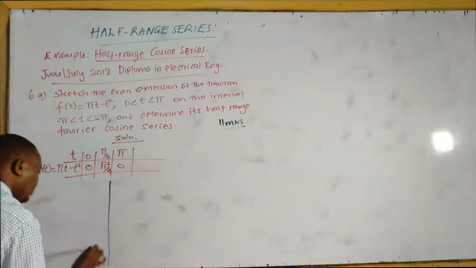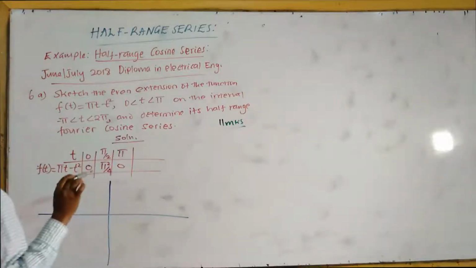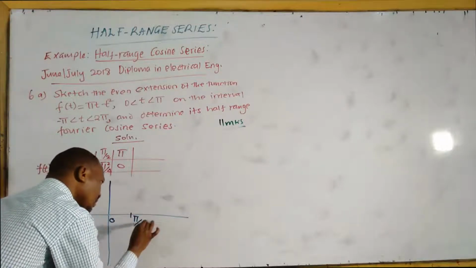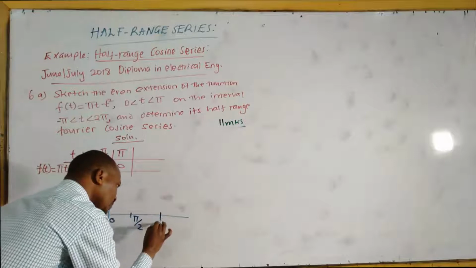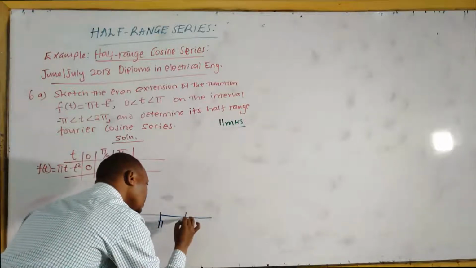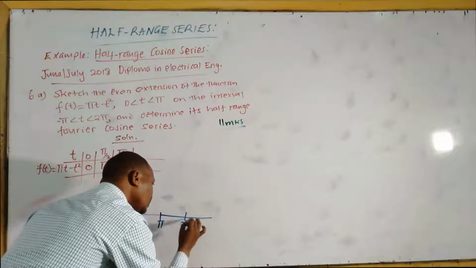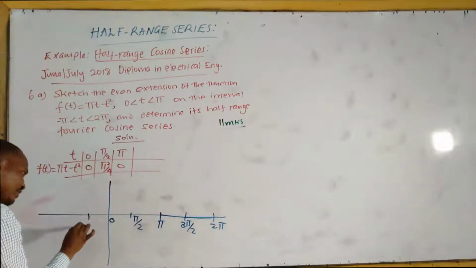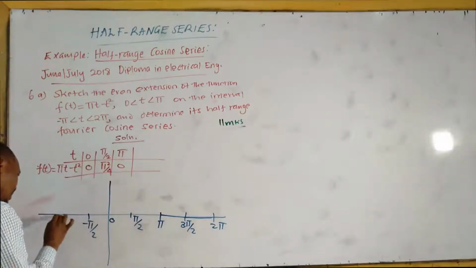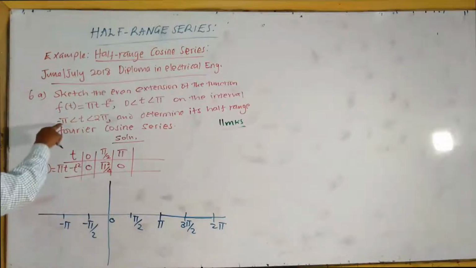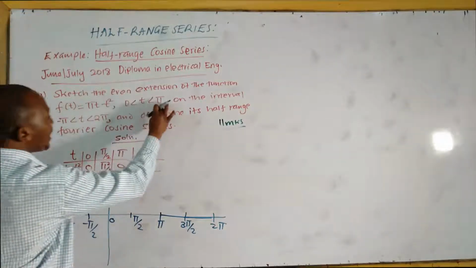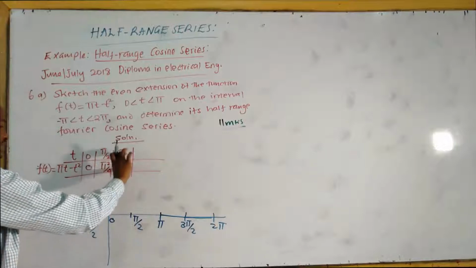This pen is more bold, so I have 0 here, pi over 2, pi, 3 pi over 2, and then 2 pi. This is negative pi over 2, and then this is negative pi. Because we have been told to sketch from negative pi to 2 pi. We have been given only between 0 and pi. So we are using this information on this table.